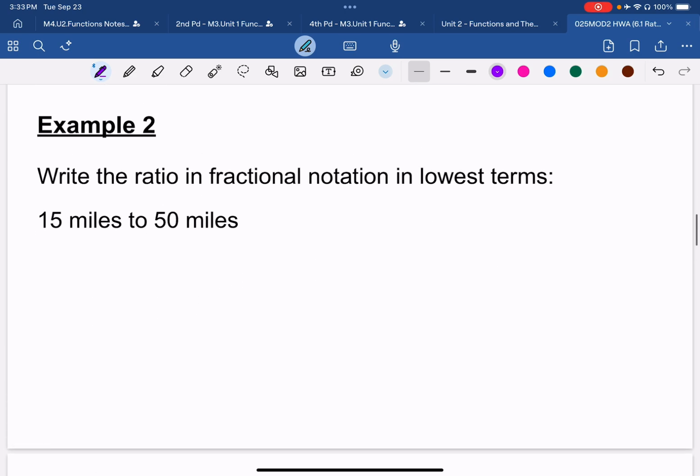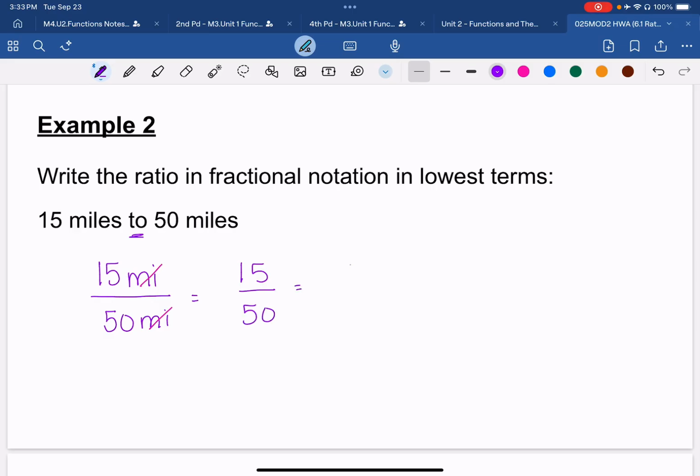Example 2. We want to write the ratio in fractional notation in lowest terms. Remember, lowest terms just means simplify. So again, we've got 15 miles. The "to" tells me I've got that ratio, 50 miles. Again, those miles are going to cancel. And so I've just got 15 to 50.